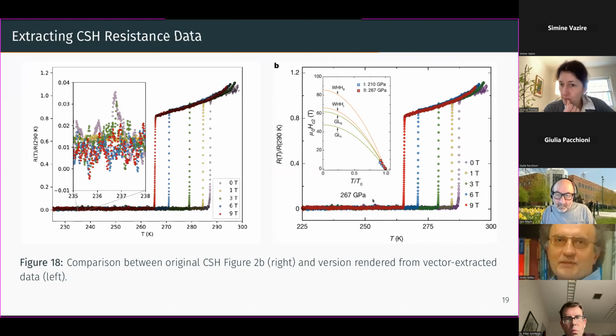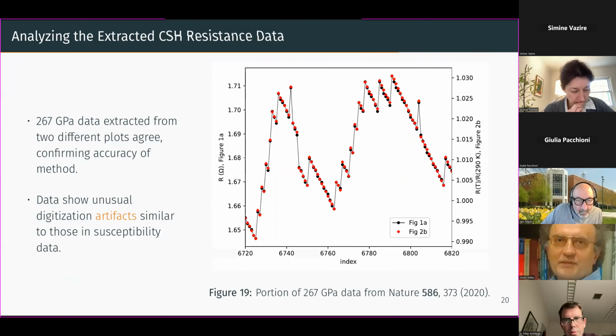So here's the original plot from the paper. Here's one generated after I extracted all the data, and you can see that you can zoom in on this region here, and you get all the data out, even though the points are overlapping in that region. So here's a small zoom in of a segment where the data from two different figures are both available, and you can see it agrees very well.